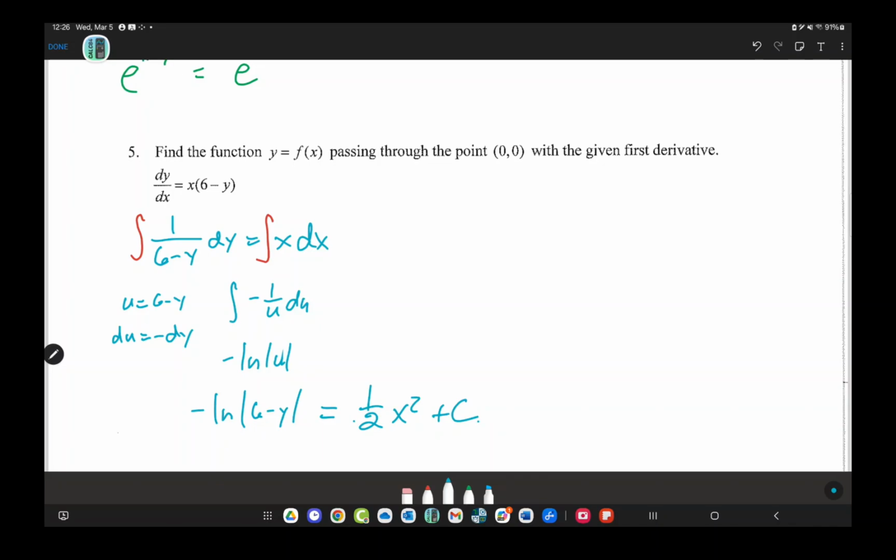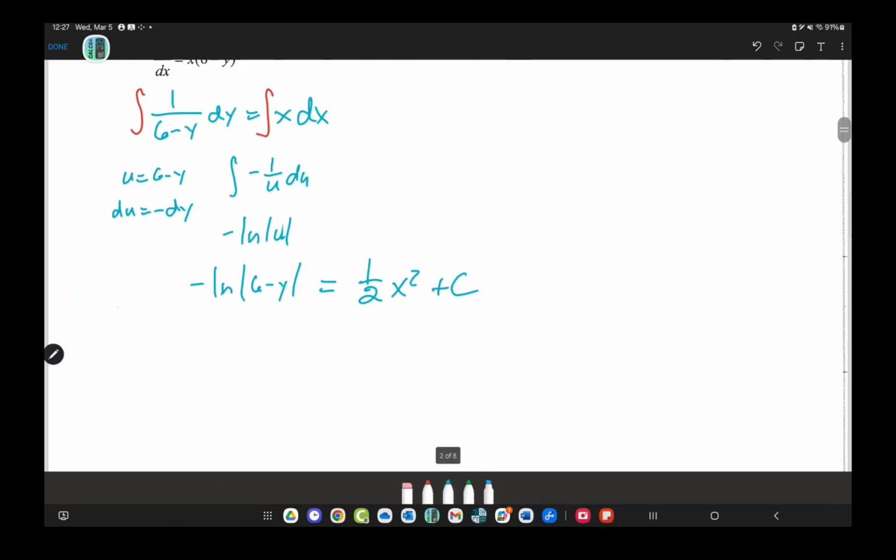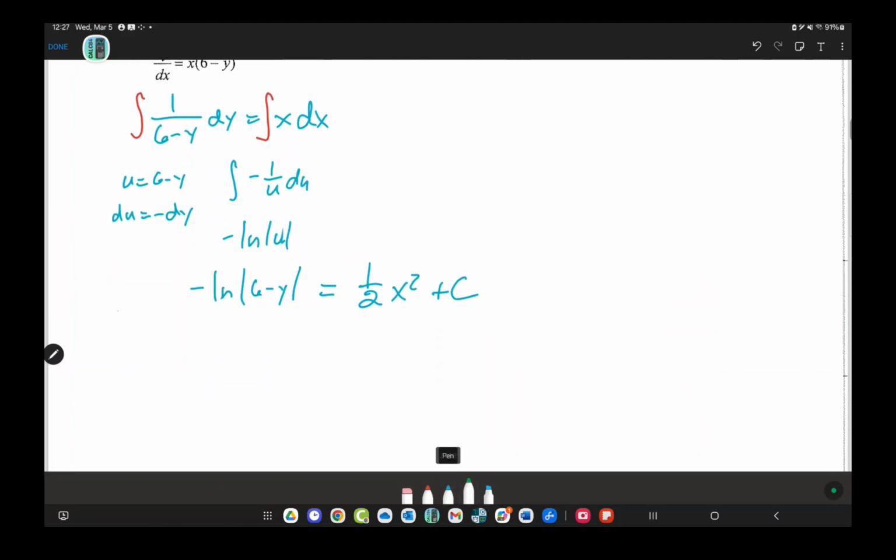Now, we don't really want to stop here. What we want to do is get y by itself. So to get y by itself, what do we have to do? Do the e rule. Now we can get rid of the negative. That will make things easier. We can make this the natural log of 6 minus y is equal to negative 1/2 x squared plus c. And again, we do a plus c because it makes no difference what our constant is. Constant can be positive or negative. We won't know until we plug in our initial value, (0, 0).